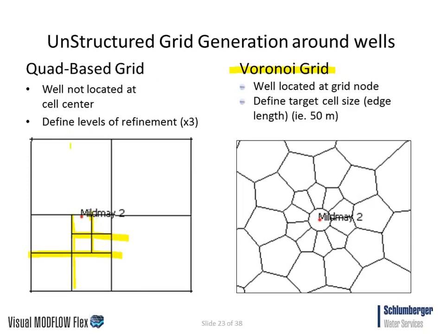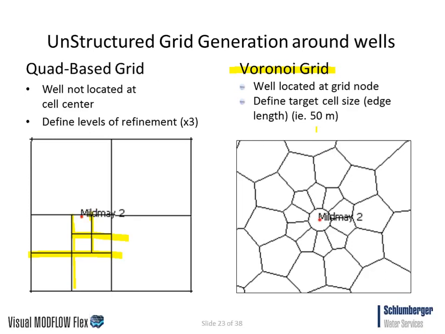The drawback, though, is the well is not always located at the cell center. You can do some trial and error in order to improve that, but you're never going to be guaranteed to have that conceptual well object coincide with the cell center. So this is where the ghost node correction can be used to improve that accuracy or reduce that offset. This example here shows a level of refinement of ×3 for that well object.